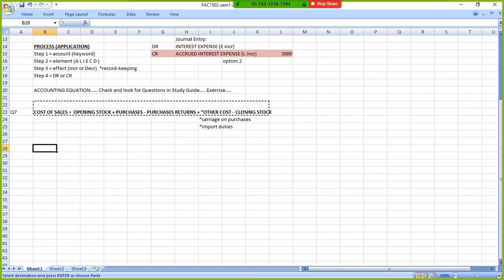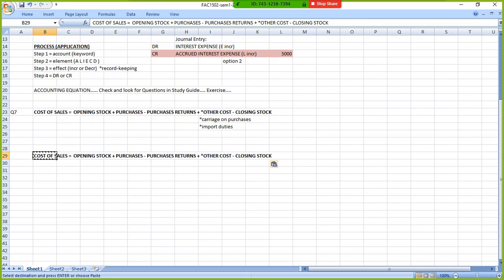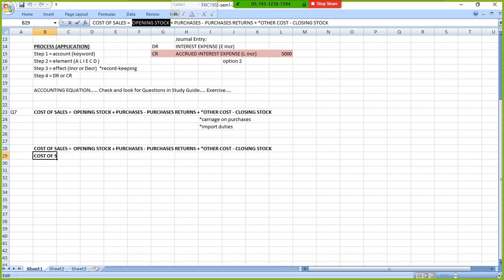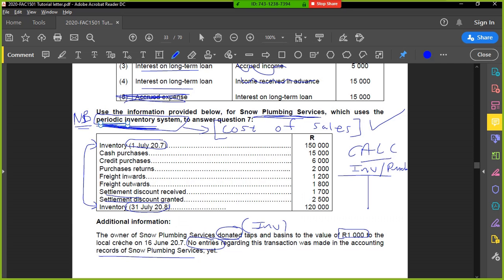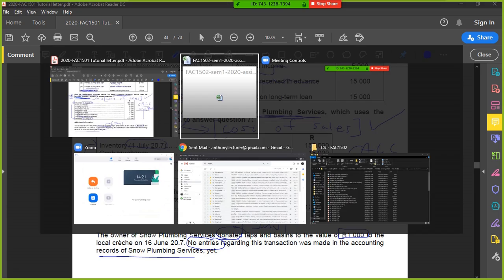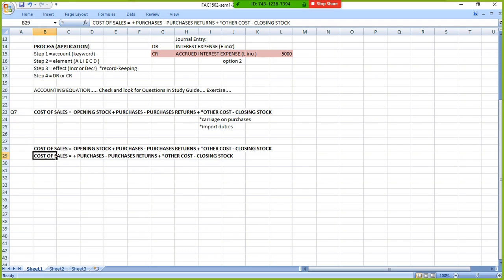You copy that, you paste it, then you start substituting in amounts. First amount, opening stock. Did you see that in the question? Yes. Where was it? Here at the beginning. 1st July 20.7, other date 31st July 20.8. You can clearly see there's a 12-month period there. That's the start, that's the end. So the starting amount of stock is 150.